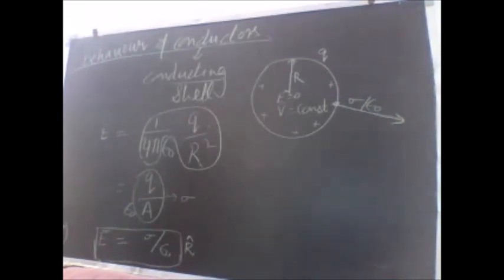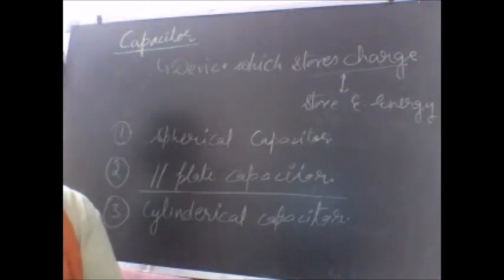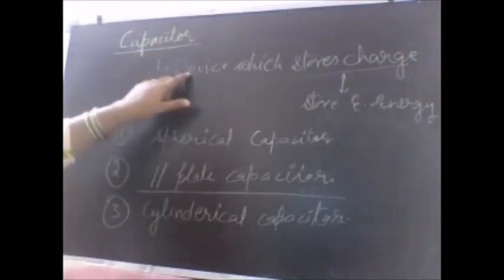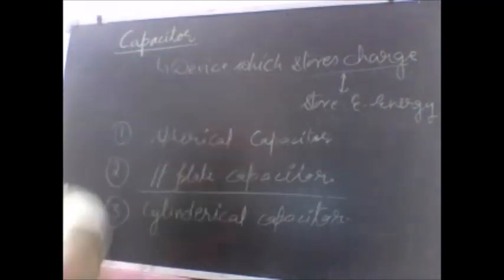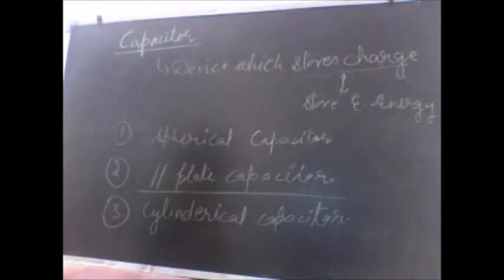So let us now come to the capacitors. Let us start with the capacitor. Basic definition first. Have a look at the board. A capacitor is a device which is used to store charge, and if you are giving charge to any object, that means you are actually storing some potential energy.